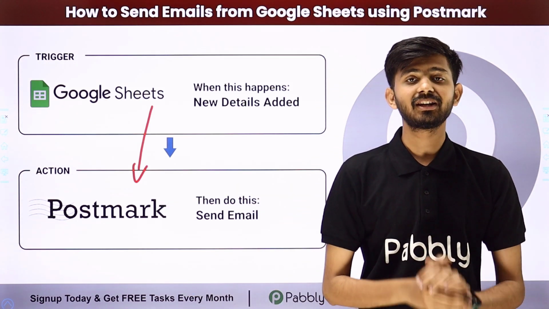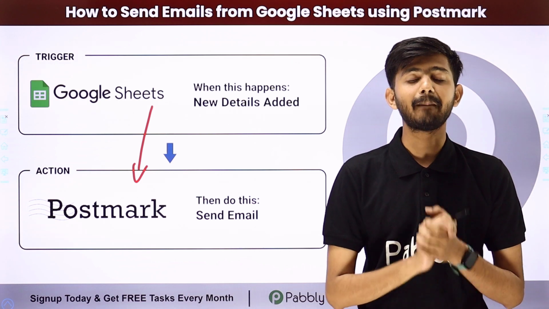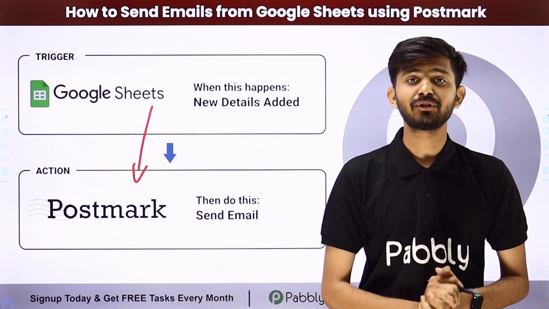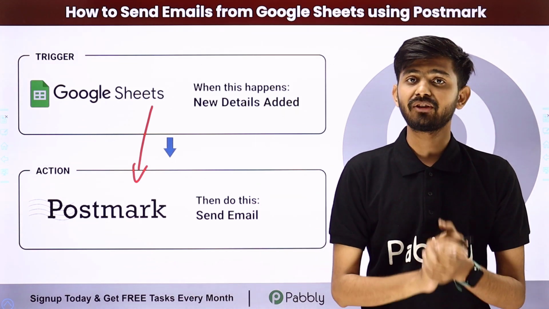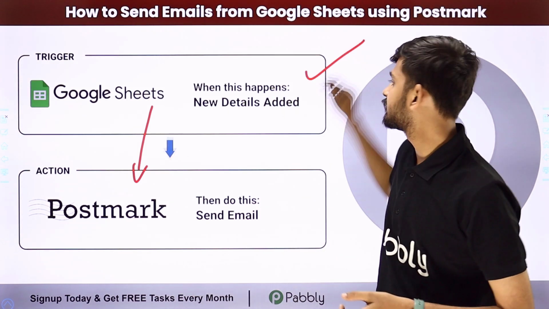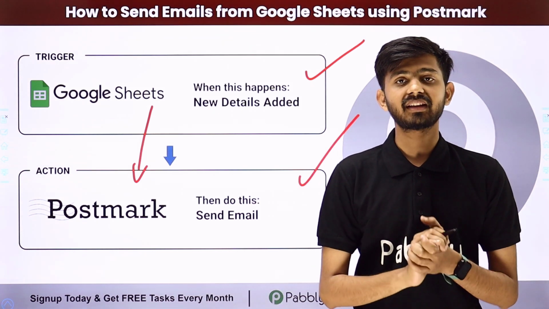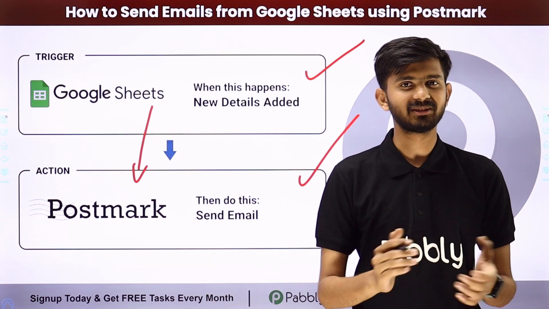So for building this connection, I'm going to use Pabbly Connect, which is an amazing software for automation and integration. In Pabbly Connect, I have to use a trigger and action. In trigger application, I'm going to use Google Sheets. In action application, I'm going to use Postmark. So how I'm going to build this connection? For that, let me take you to my computer screen.